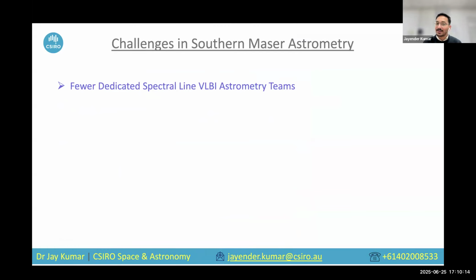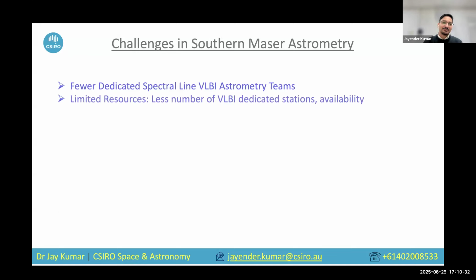Okay, now what are the challenges in southern maser astrometry? Very first is that there are very few dedicated spectral line VLBI teams over here. I might be mistaken, but I think it's only my team that has been working on maser VLBI astrometry from the southern hemisphere, at least in Australia.